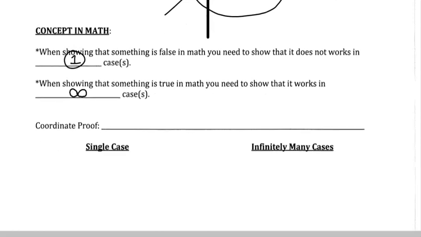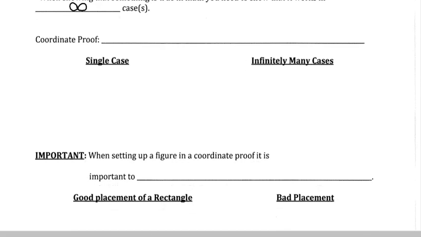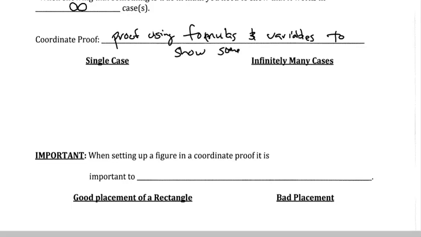Once again, a coordinate proof is going to be a proof using formulas and variables to show something is true.